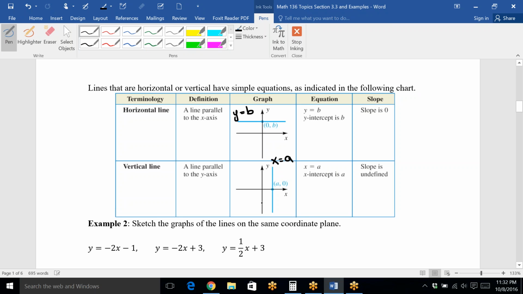So that's different from y equals mx plus b, which we're going to talk about in a minute, because these only have one letter and a number. The slope of a horizontal line is 0. The slope of a vertical line is undefined, and that has to be memorized.